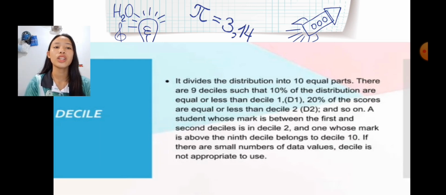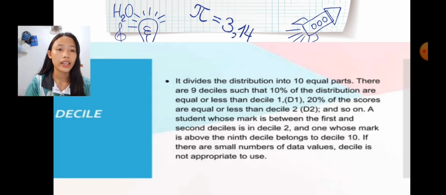If there are small numbers of data values, decile is not appropriate to use. So it means that deciles divide a data set into 10 equal parts, with each containing 10% of data points when arranged in ascending order. Ascending order means arranging numbers or data from the smallest to the largest number. So each decile corresponds to a specific percentage.